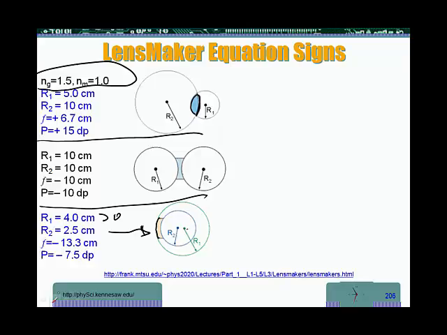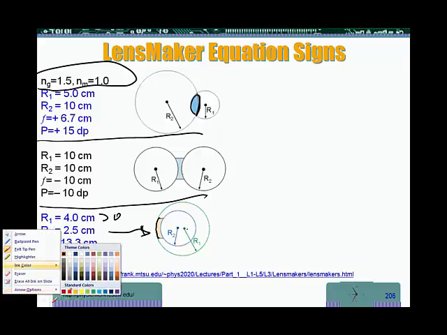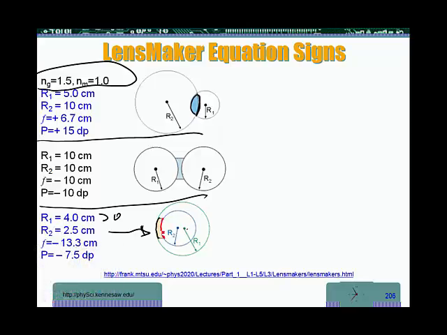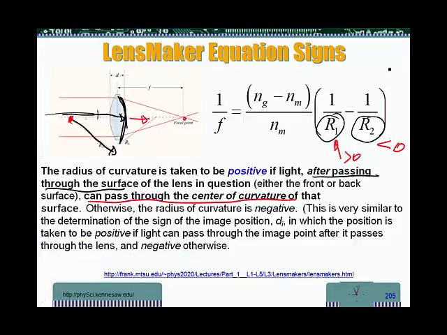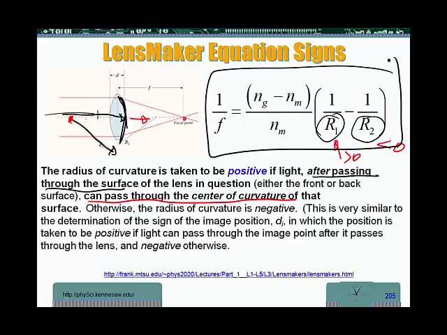Okay, now let's consider the second surface. This is the second surface, R2. As light passes through that surface, this is the center of curvature for that surface. Light is going to be able to pass through it after it passes through this surface. So that means R2 is also positive. So when we write our thin lens equation, in that particular case, both R1 and R2 are positive.